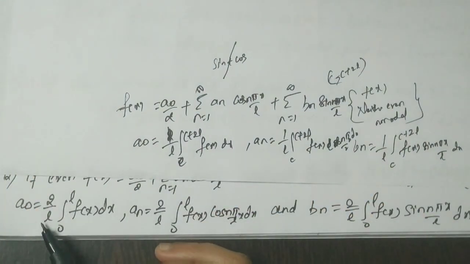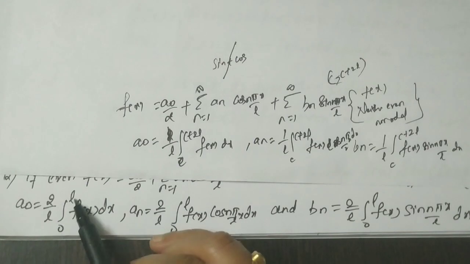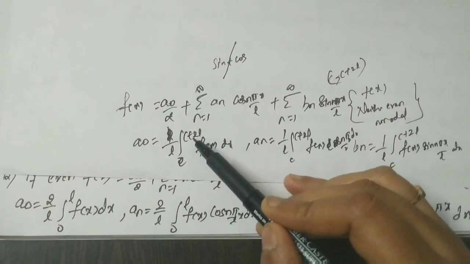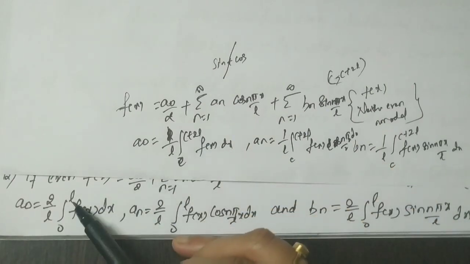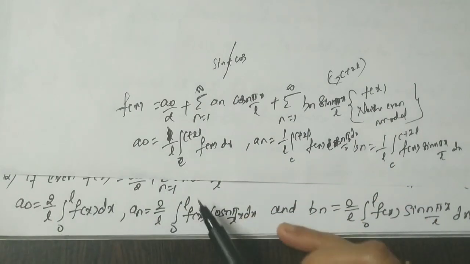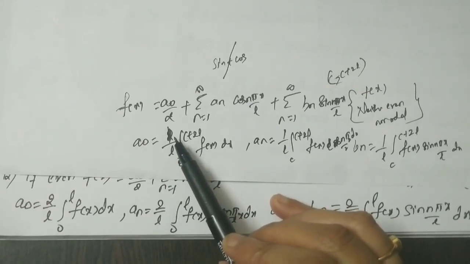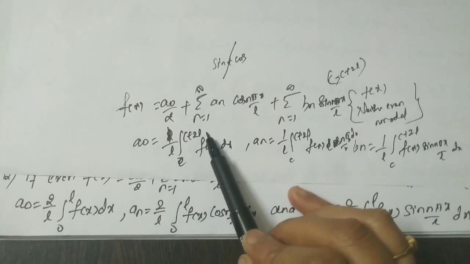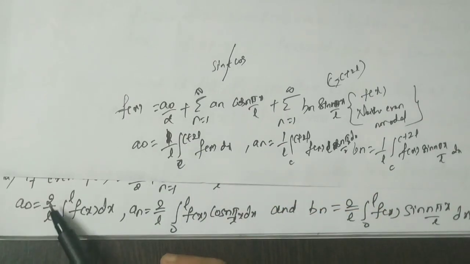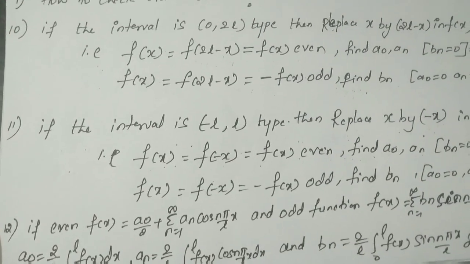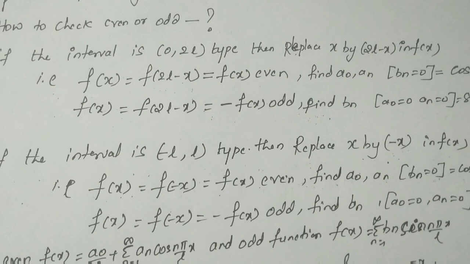So in that case, a0 will be 2 by L integral 0 to L f of x dx. C to C plus 2L will be broken down into half. Instead of 2L, you will have only half of it, that is 0 to L. The other terms remain the same. The only difference is, if it is neither even nor odd, 1 by L integral C to C plus 2L. If it is an even or odd function, it is 2 by L integral 0 to L. So these are the very important 12 points before you start the problem on Fourier series.